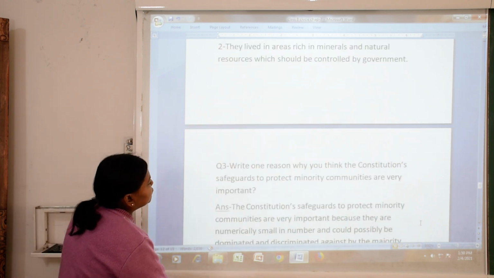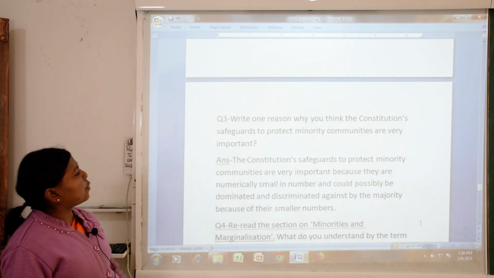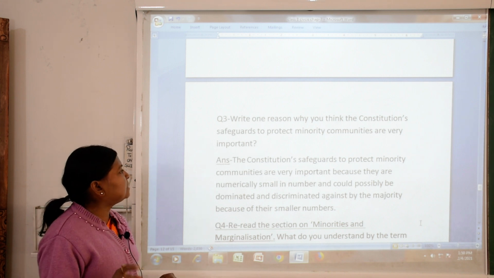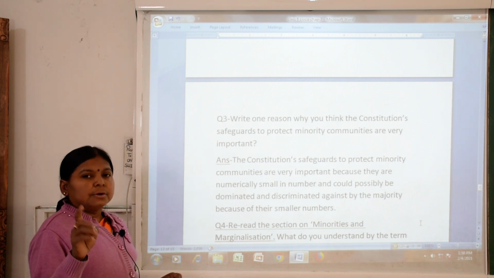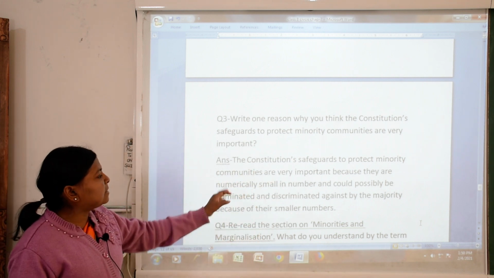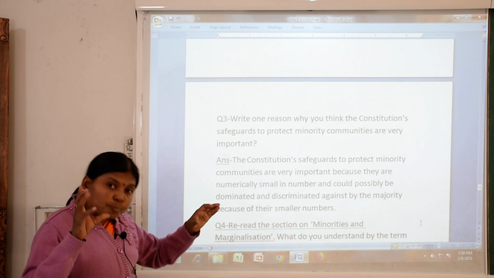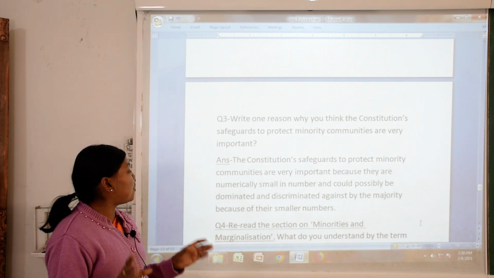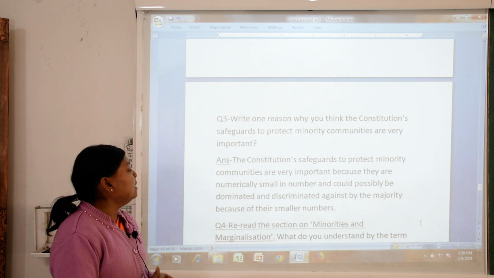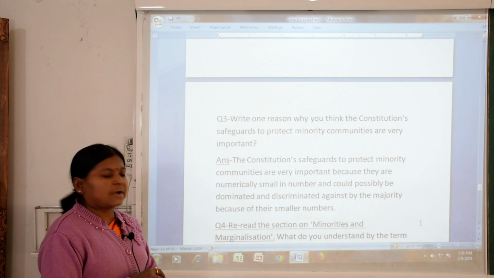See question number 3. Write one reason why you think the constitutional safeguards to protect minority communities are very important. The constitution safeguards minority communities because they are numerically small and could possibly be dominated or discriminated against by the majority. So that is the reason the constitution safeguards them.